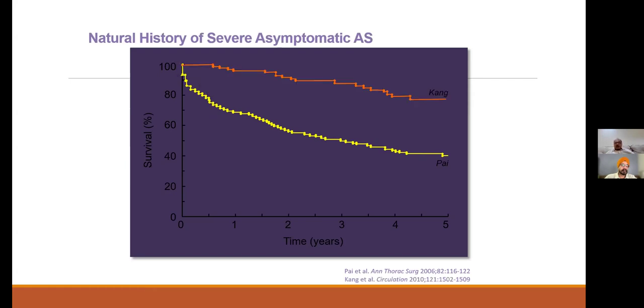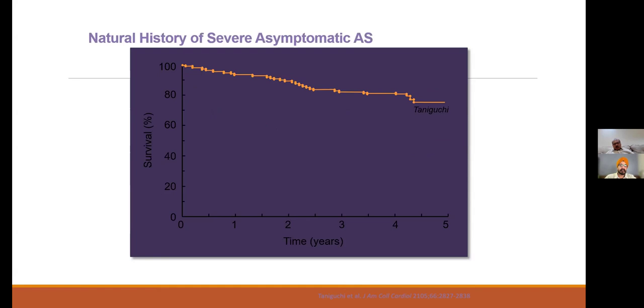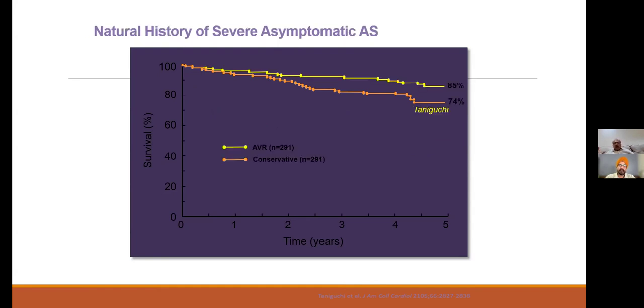Very interesting data. So Kang was another one. He said, no, they don't die so badly. So was Nestri, and so was Taniguchi. Taniguchi was a little more aggressive, and what he did was take two groups of patients. One he subjected to AVR, and the other he followed conservatively, and he said that in asymptomatic severe aortic stenosis, doing an AVR, the survival is better.